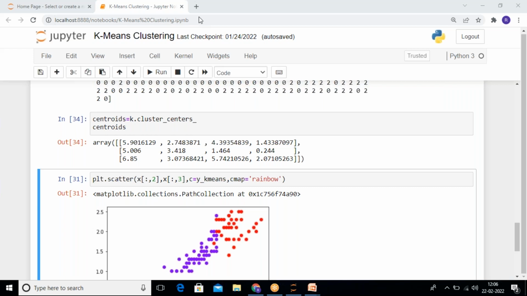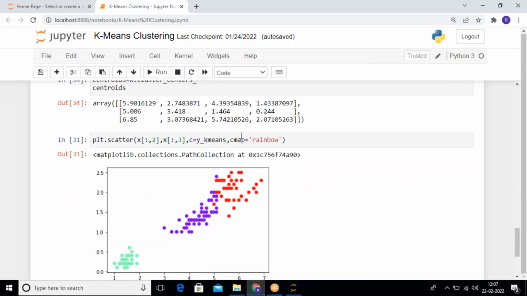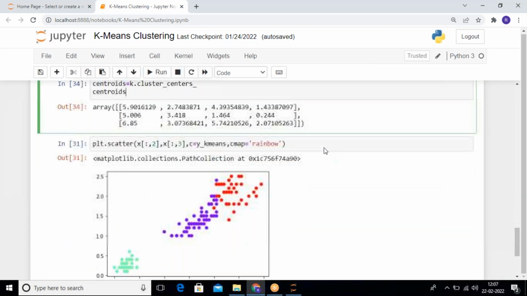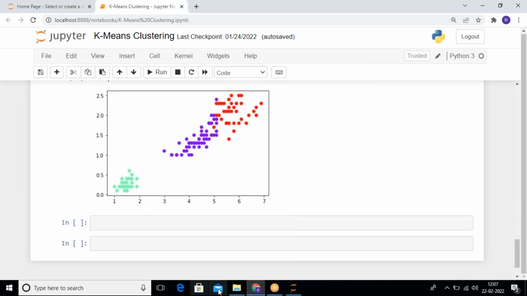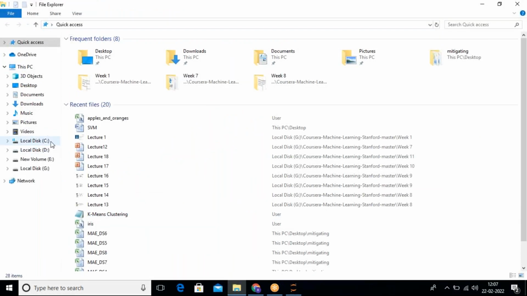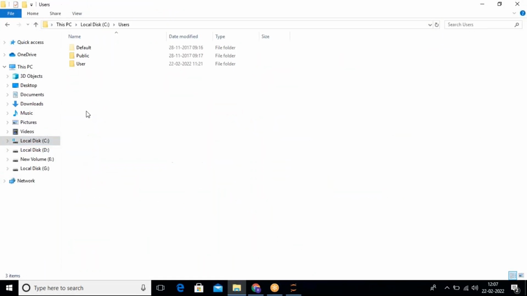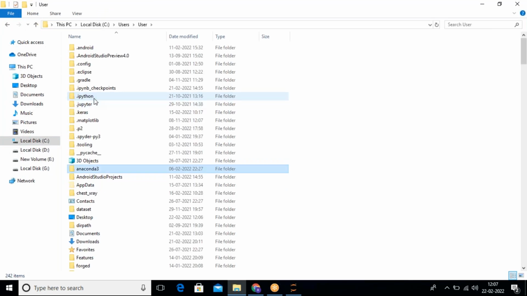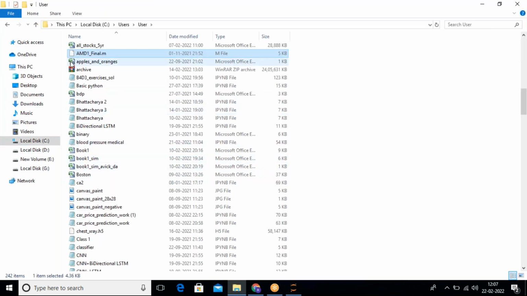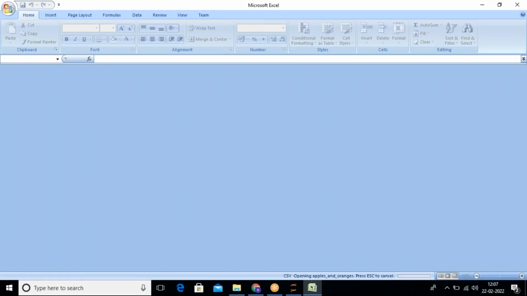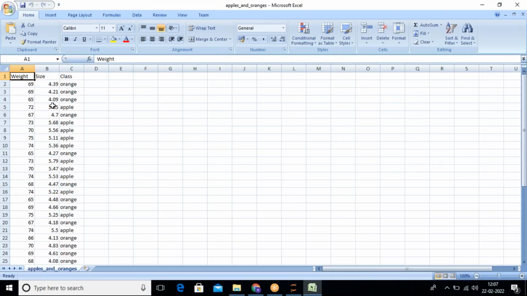Okay, so right now we have done this. Leave it as it is. We will look into this. Now I will show you one data set, of apples and oranges. It has got three columns. One is the weight, the other one is size, and the third one is class. So 69 is the weight, 4.39 is the size, and class is orange.